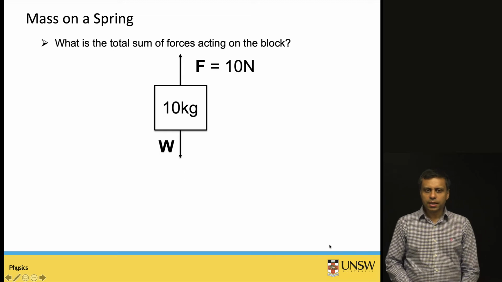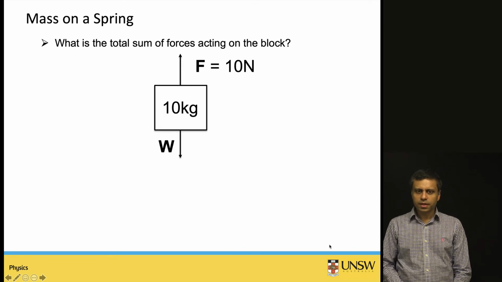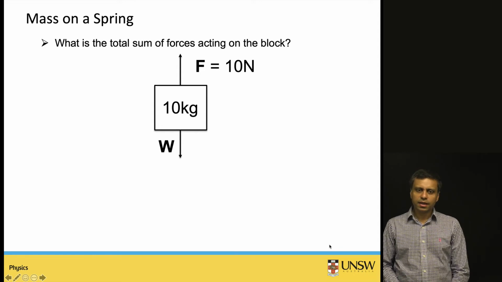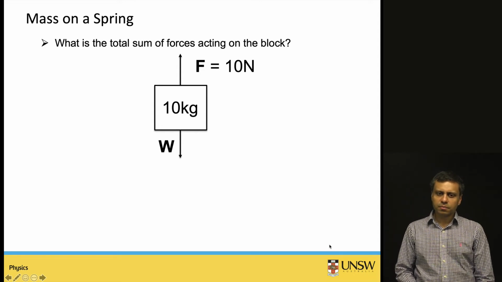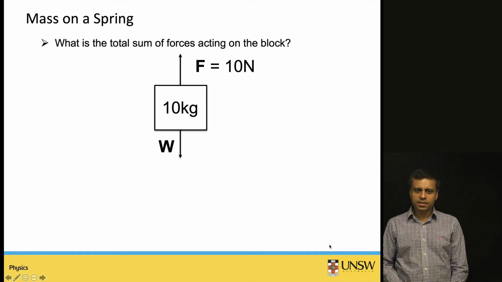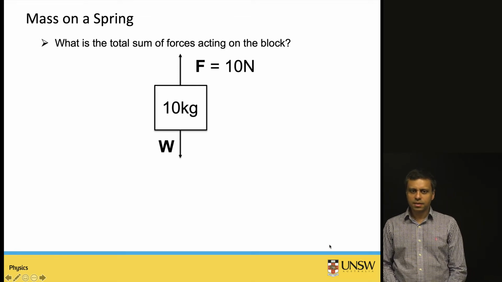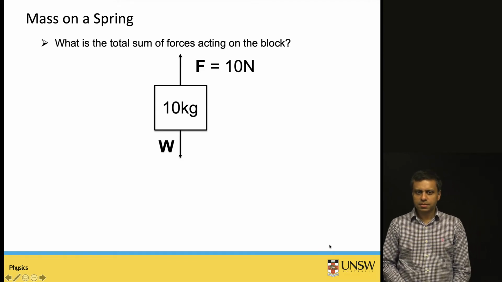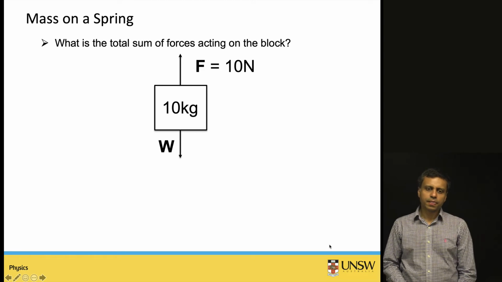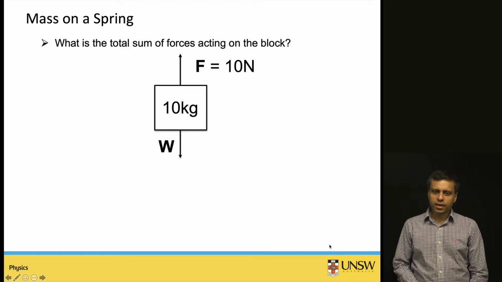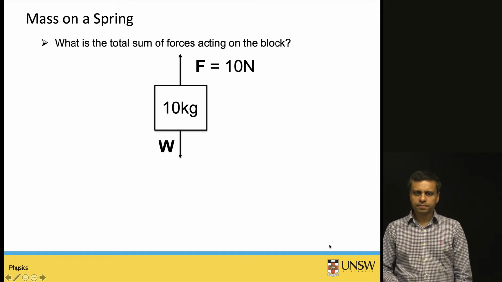So let's look at another problem, slightly more complicated, because there is an applied force in this case. It's given that F equals 10 Newton is acting on the block vertically. So you can also think of this as a spring force. But in this case, the system is not static because there is an applied force which may cause acceleration if it doesn't balance the other forces in the system. And the mass is again suspended vertically, so the weight is acting vertically downward.